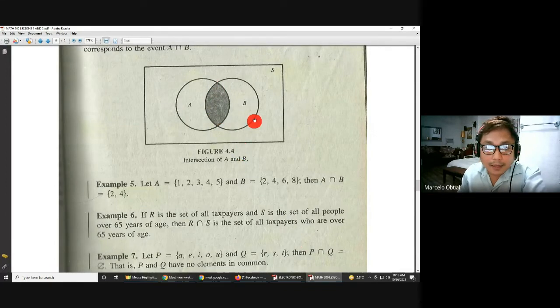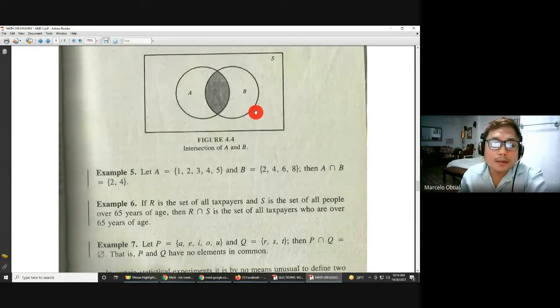Kung lalagyan natin ng elements itong ating Venn diagram, ilagay natin dun sa intersection natin, yung shaded portion, 2 at saka 4. Sa event A, may naiwan ka pang 1, 3 at saka 5. Ilagay natin sa unshaded portion. For event B, may naiwan ka pang 6 at saka 8. Ganun lang mag-label o mag-draw ng Venn diagram. Next.